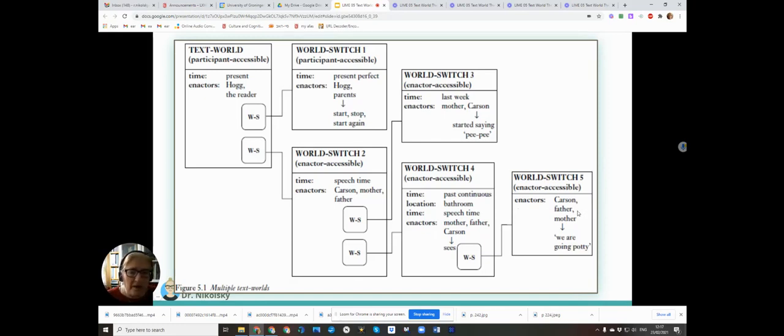But all these text worlds, which are world switches from the basic ones, which are world switch 2, world switch 3, 4, and 5, are all only accessible to Hogg, to the enactor. And she establishes her authority based on this, which is only accessible to her. So the only innovation here is that we see here written as participant accessible and enactor accessible, and we only have to mark these if it's relevant.